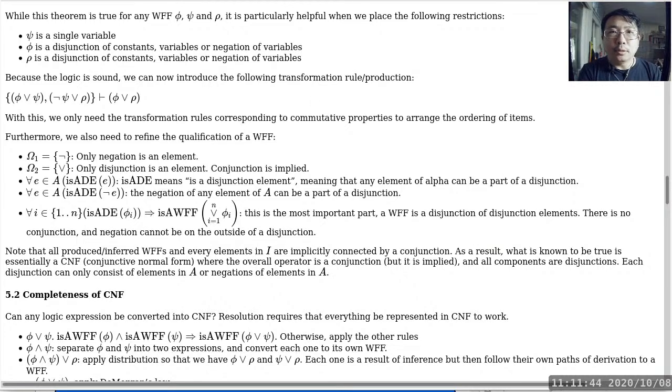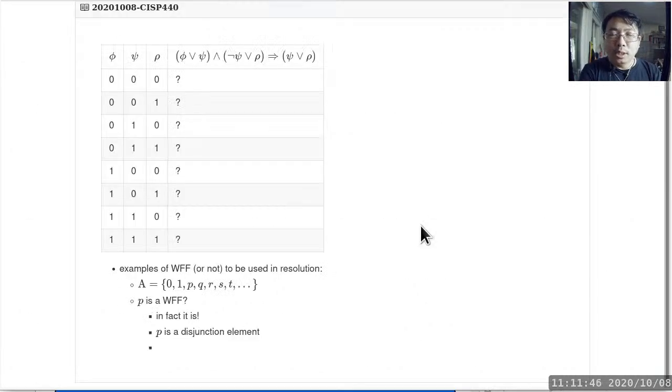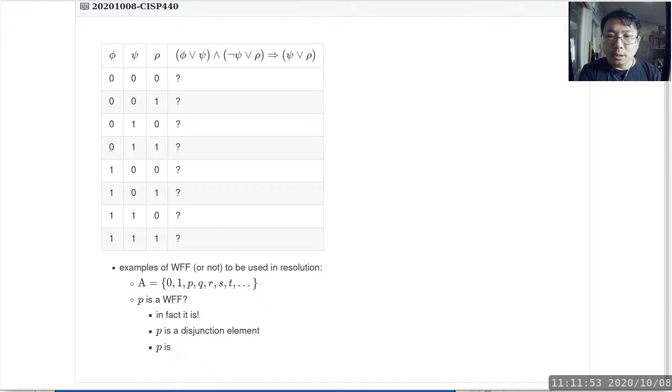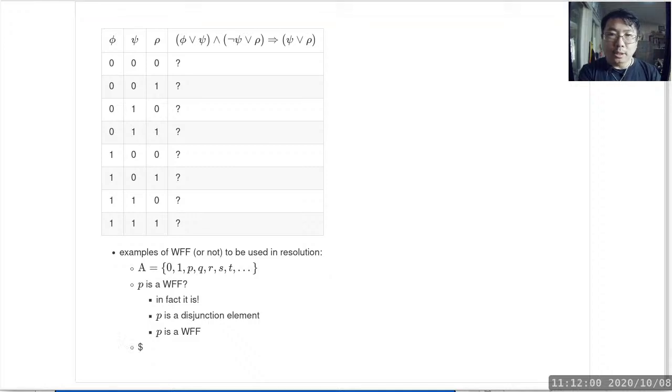All right, so let's go back to the whiteboard, and I'll just finish this conclusion here. P is a well-formed formula under the new definition. Okay, so let's look at another one. Let's look at P or not Q. So is it a well-formed formula?